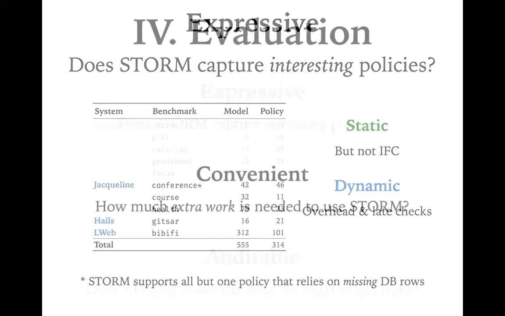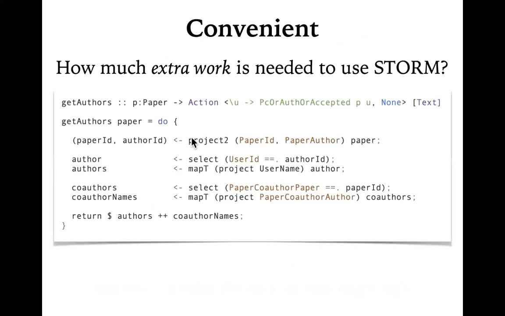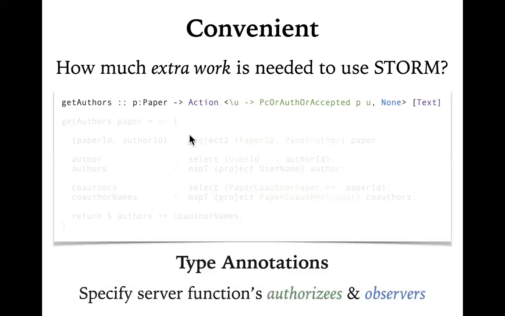Okay. So how much extra work? The price of compositionality is that you often have to write type signatures for these monadic actions, right? For these computations. So let's say here's a server function and you want to specify who its authorizees and observers are. If you have a conference management system, you might have a function called get authors. It takes as input a paper P, and the computation doesn't send any data out, so the output is none, but the set of users who are allowed access is something or the other. So these are not trusted.